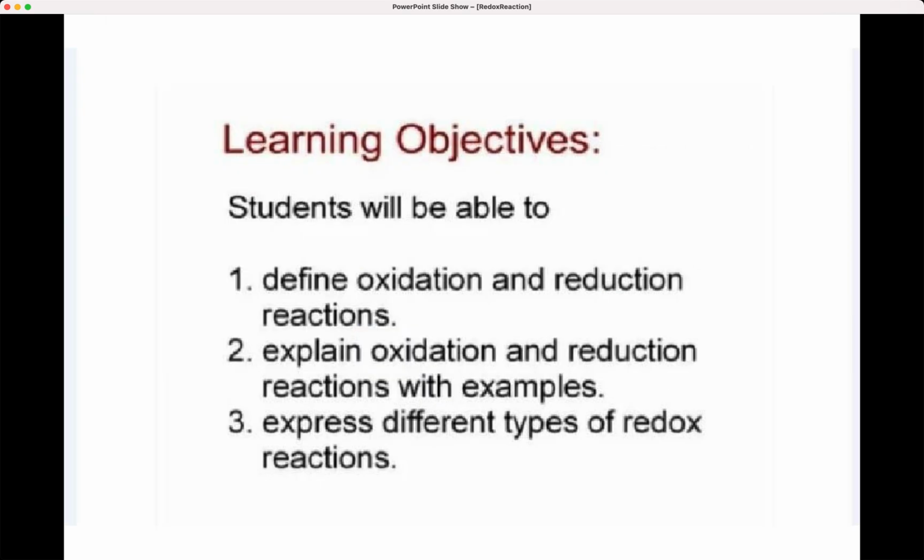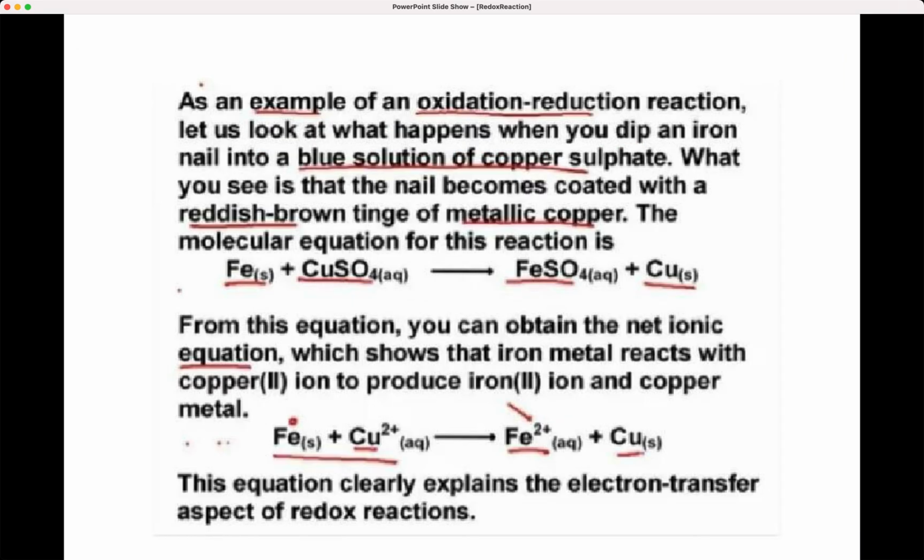Here our main learning objectives will be to define oxidation and reduction reactions, explain oxidation and reduction reactions with examples, and express different types of redox reactions. We will do it one by one. First of all, we will see an example of an oxidation reduction reaction. We will look at what happens if you dip an iron nail into blue copper sulphate solution. You can see that the nail becomes coated with a reddish brown tinge of metallic copper.